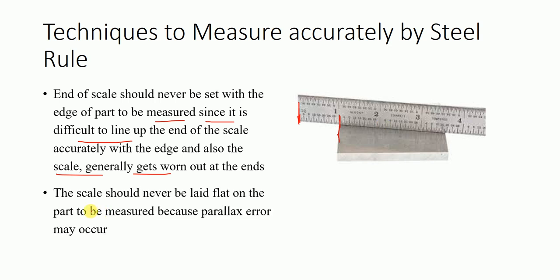The second is, the scale should never be laid flat on the part to be measured because parallax error may occur. So the scale should not be kept flat over the surface whose dimensions are to be measured. Instead, it should be kept vertically so that whatever parallax error may occur can be eliminated.